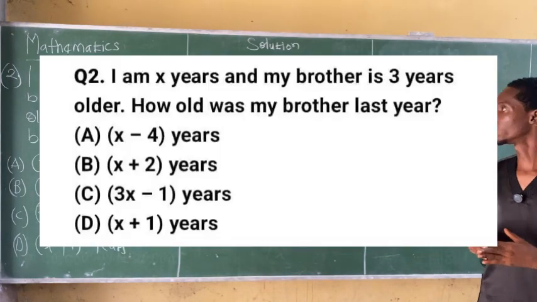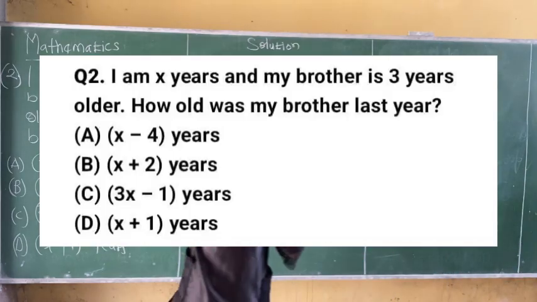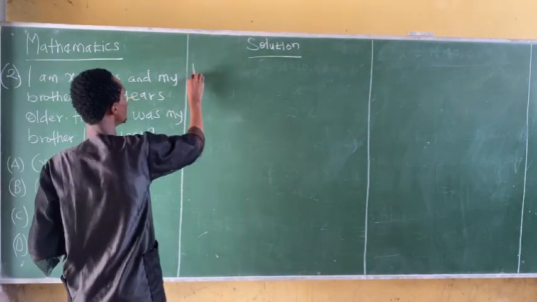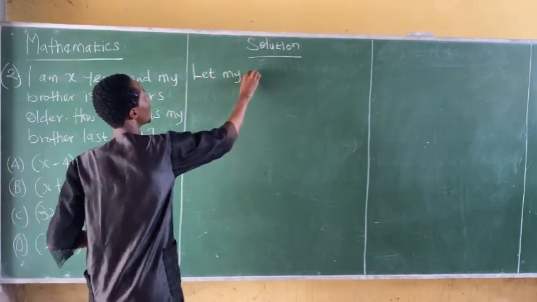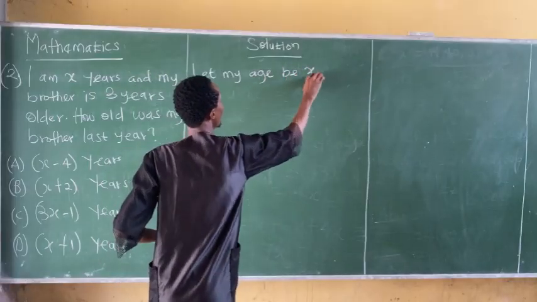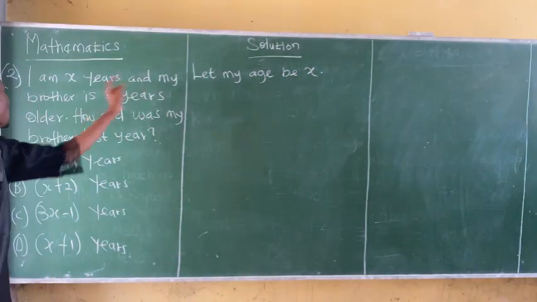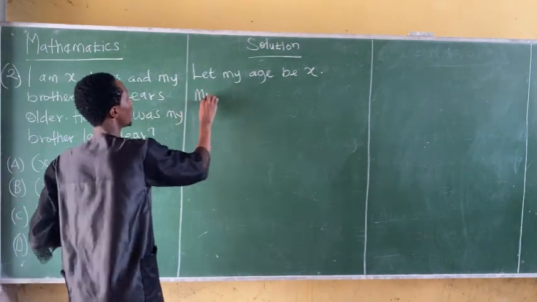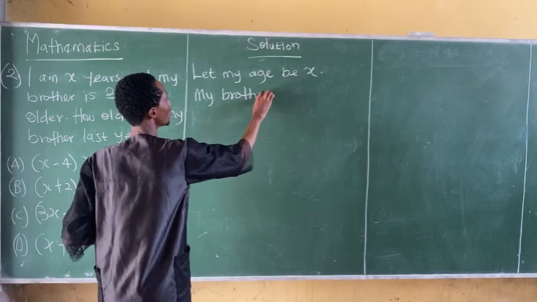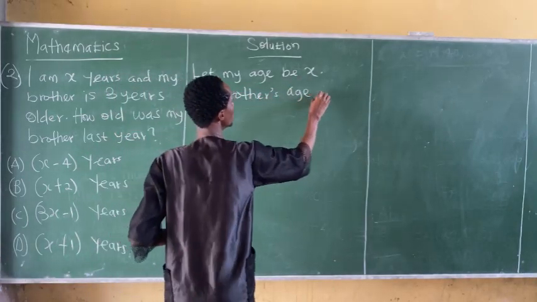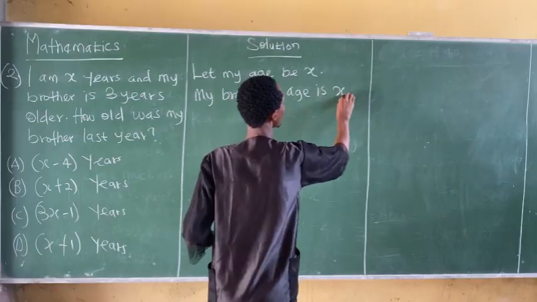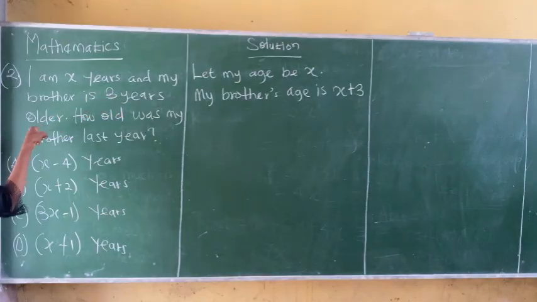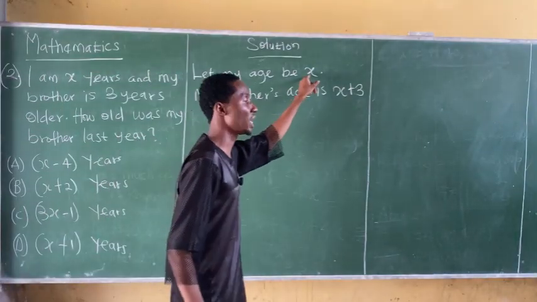Now, when you're faced with this kind of question, what do you do? The question says, I am X years. So it says solution, let my age be X. It says, and my brother is 3 years older. So my brother's age is X plus 3. Don't forget, my brother is 3 years older than myself. So you say X, my age, plus 3.